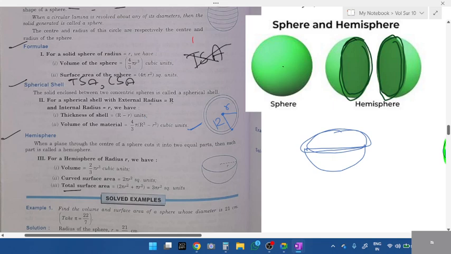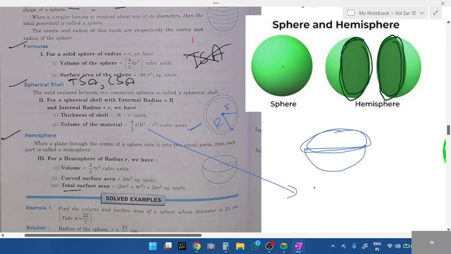External radius R, internal radius r. Internal is the smaller one, external is the bigger one. And the volume of the material is 4 by 3 pi (R cube minus r cube). For this, if you want the volume, it is easy to remember.